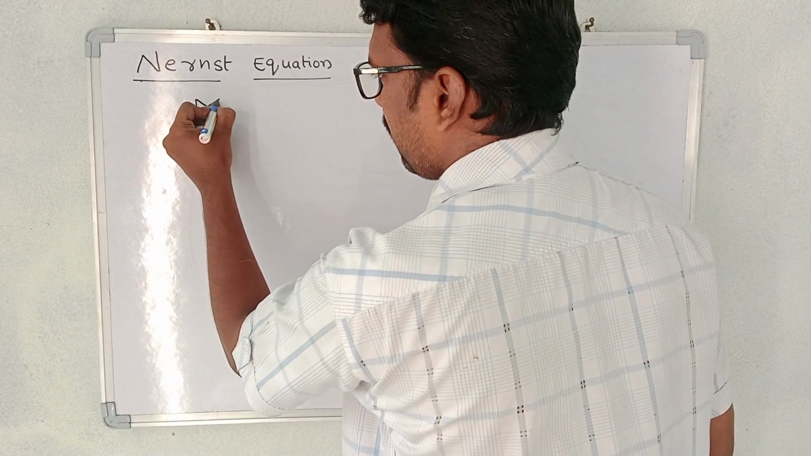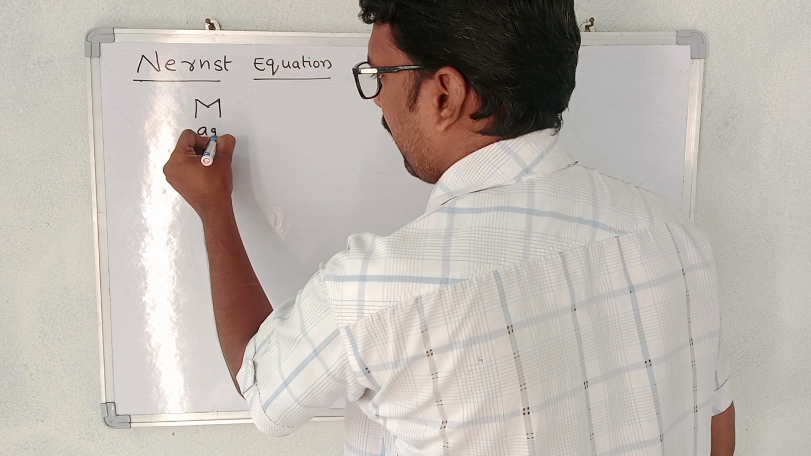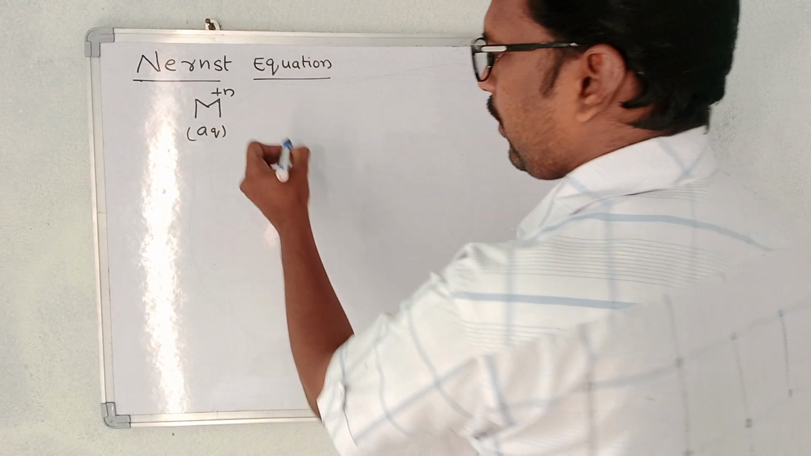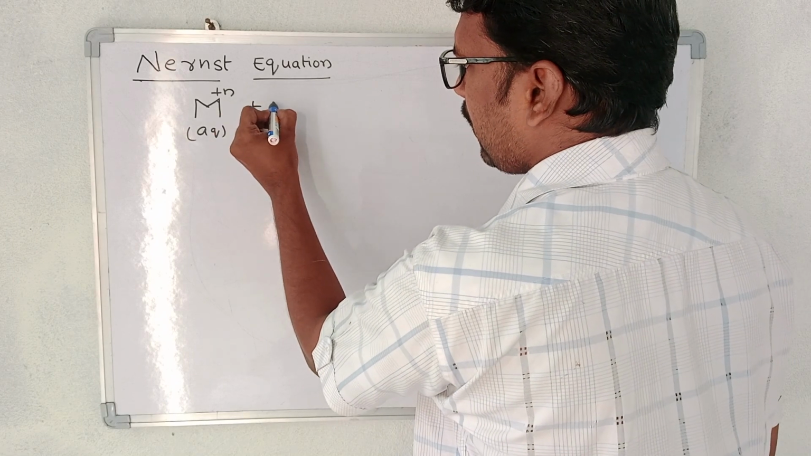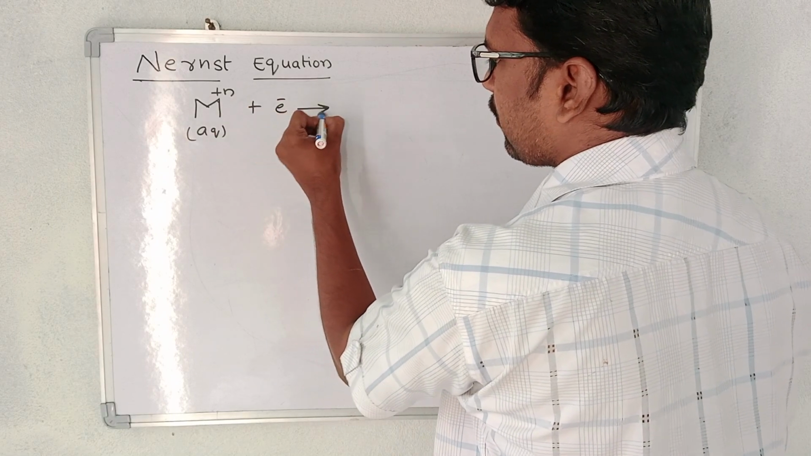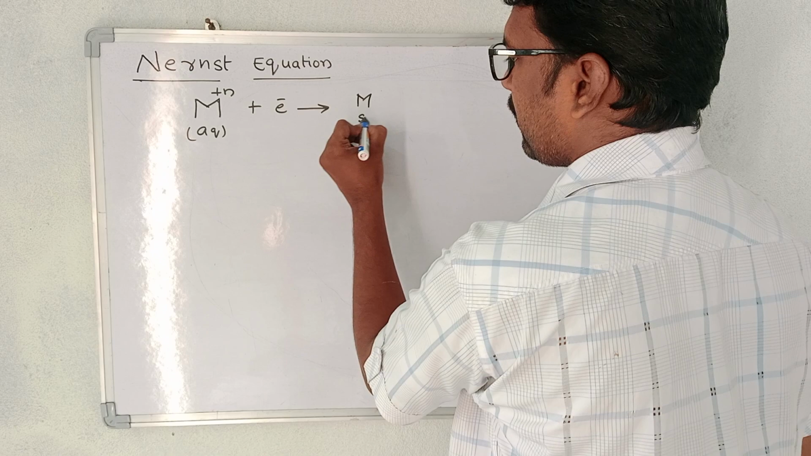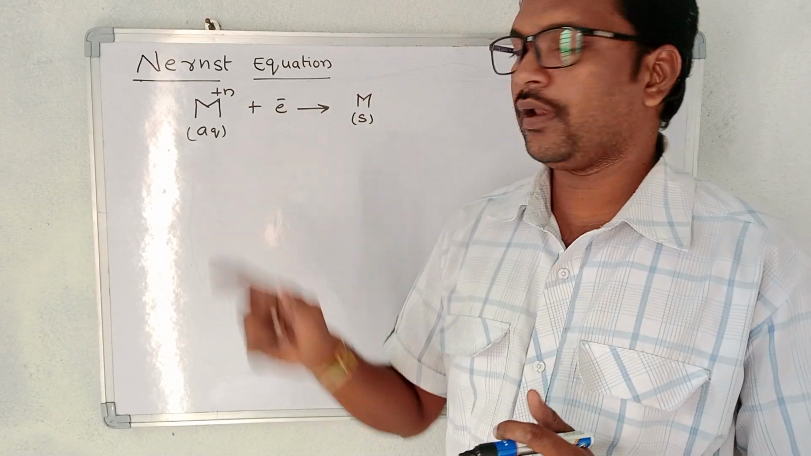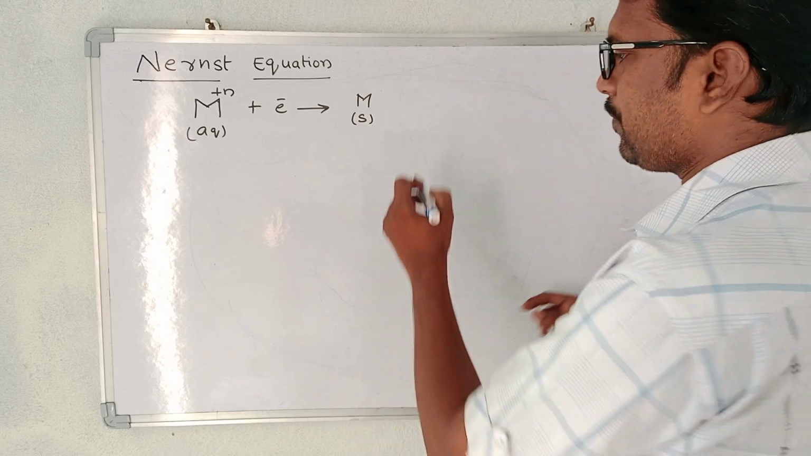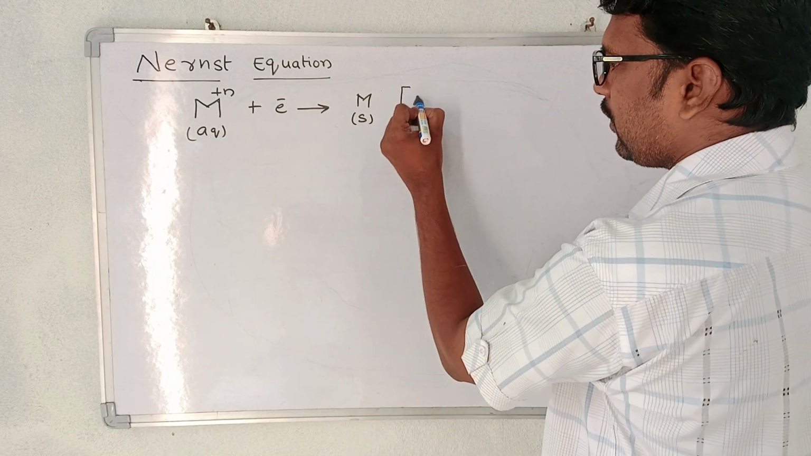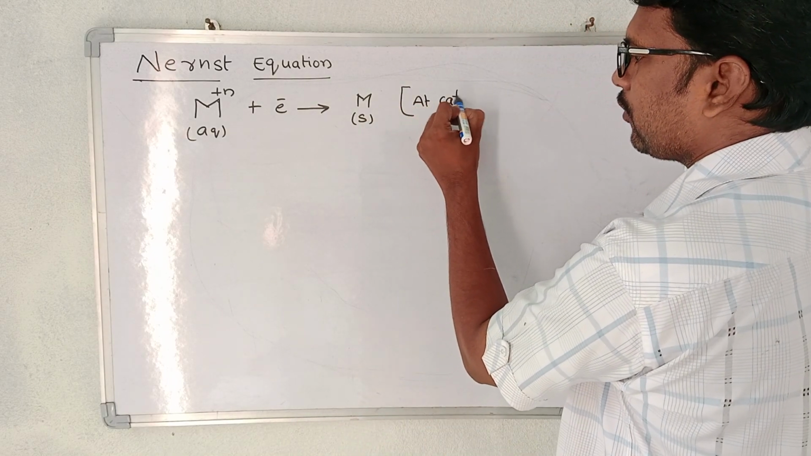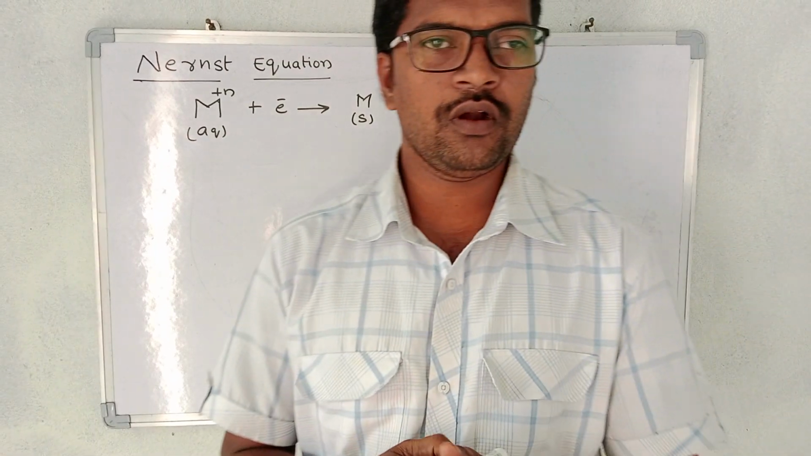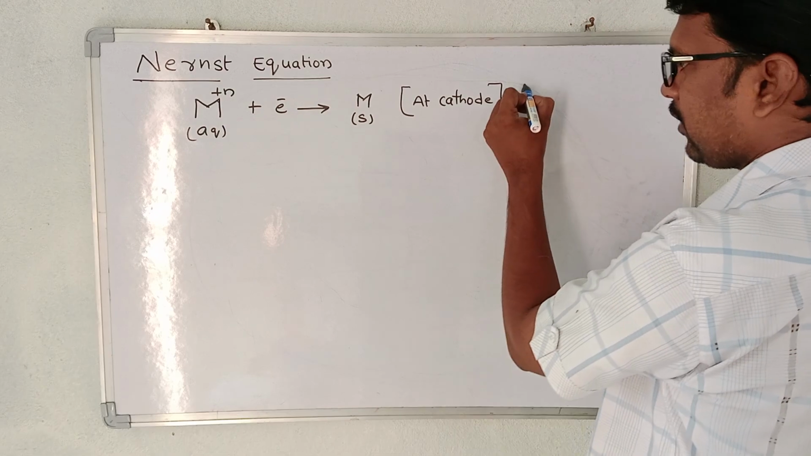So I take it like this: M^n+ in aqueous solution. It contains some electrons, Mn plus in aqueous form. So here electrons can be gained. By gaining electrons, it can be formed as a metal solid. It is a half-cell reaction. Here gaining of electrons means this half-cell reaction takes place at the cathode. Generally at the cathode, the reaction which takes place is called reduction. So it is a reduction reaction.